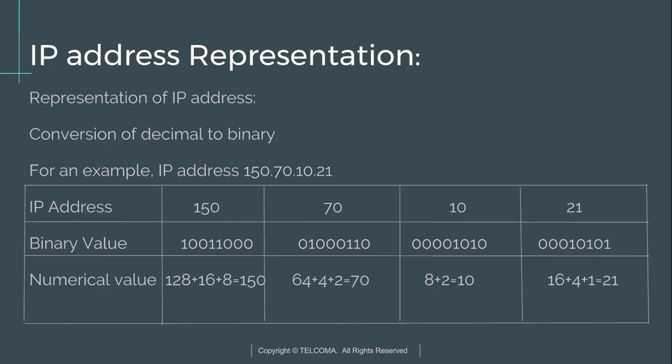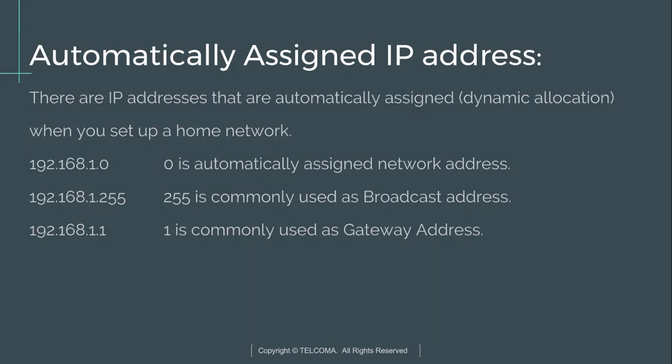The binary value of 70 is 01000110, the binary representation of 10 is 00001010, and same as 21: 00010101. So this is the binary representation of the IP address 150.70.10.21.